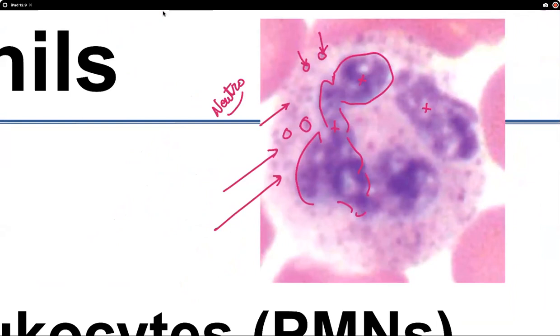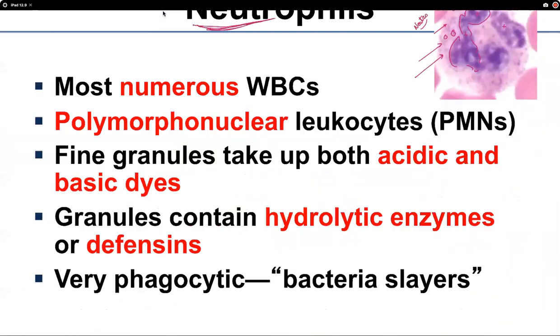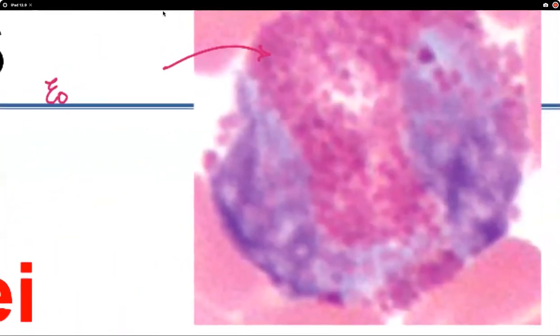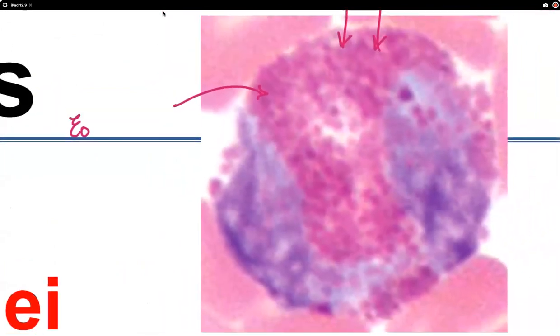So if I'm looking at a segmented nucleus with purple and pinkish cytoplasmic granules, is this going to be the neutrophil? If I see reddish cytoplasmic granules everywhere within the cell cytoplasm, this is an eosinophil. Remember, the eosinophils will have acidophilic granules which are stained red.